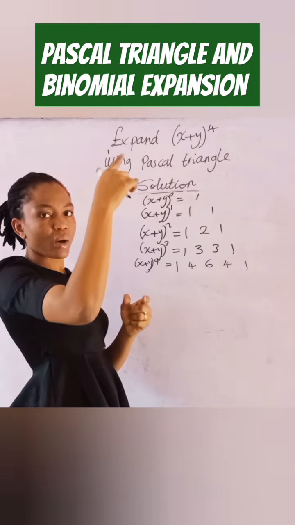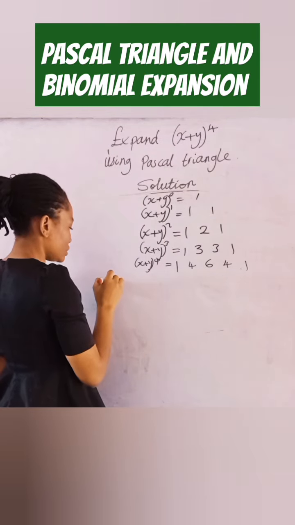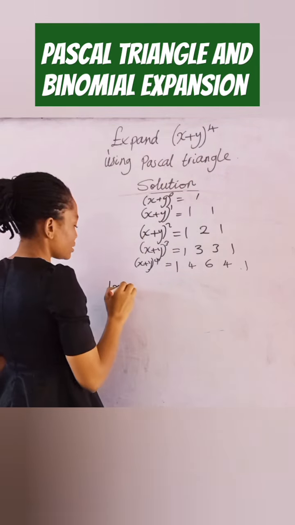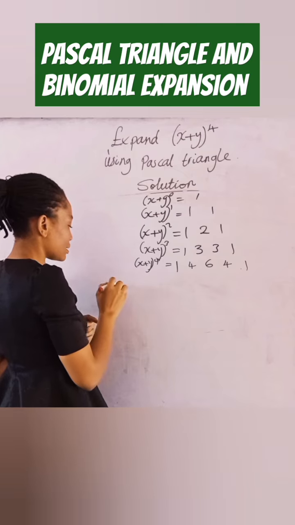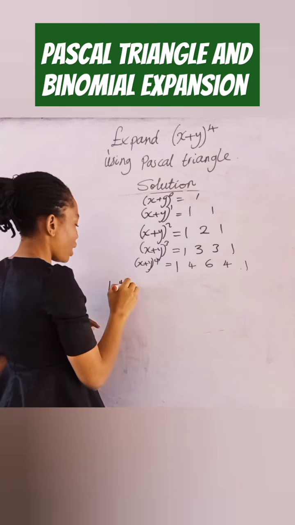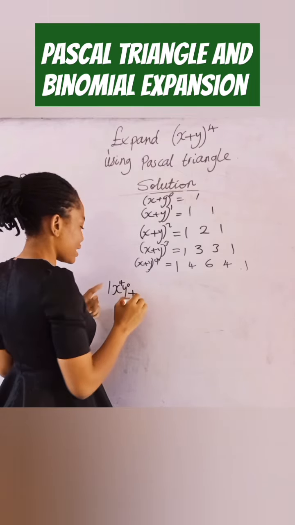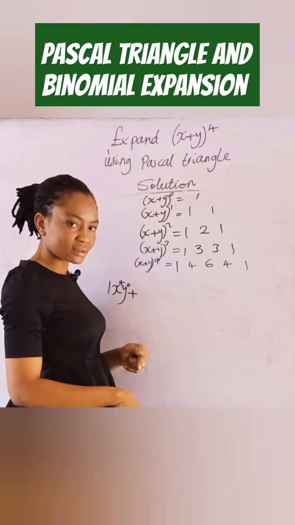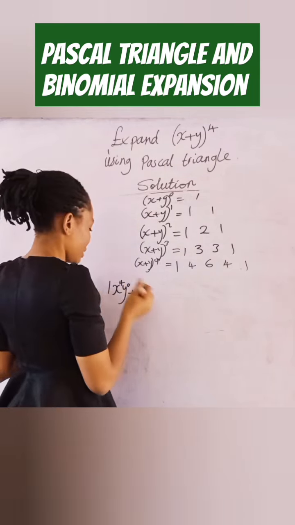Now, what about the powers? Okay, we're going to see that now. Let's start. So we have 1 being the coefficient of the first product of x and y. All right, the product of x and y. Now the power of x, 4. Starting with 4, then the power of y is 0, okay? Now, for the next step, the power of x will be reducing by 1, and the power of y will be increasing by 1, like this.